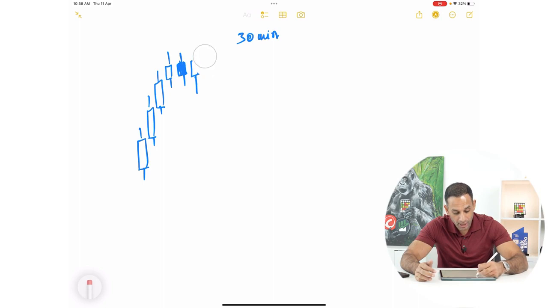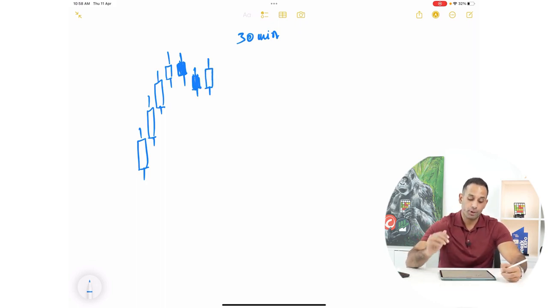So let's say we formed resistance at this point, and you have to wait. You have to wait. So let's say we have another candle that pushes down, and now you have a candle that closes bullish at this point.